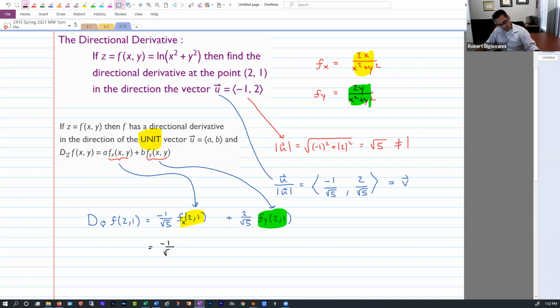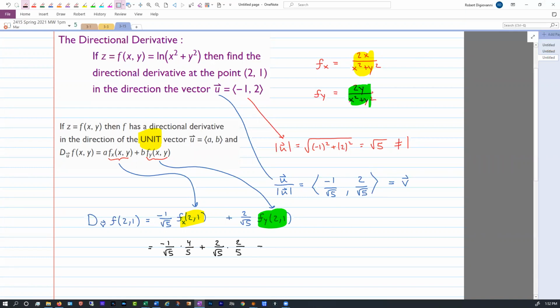Negative 1 over root 5. Let's see, when we plug in 2 for x, we get 4 on top. And on the bottom, what do we get? 4 plus 1, we get 5. So 4/5, I believe. Plus 2 over root 5 times, on the other one, we get 2/5. Uh-oh. What do we get here? 0. They have the same denominators, right? So all you do is add up the numerators. You get negative 4 plus 4, you get 0.